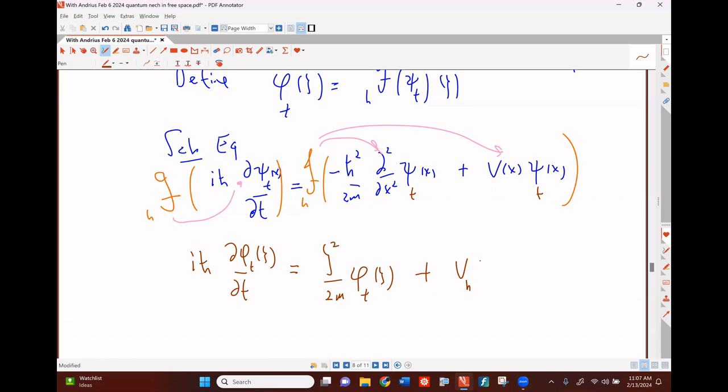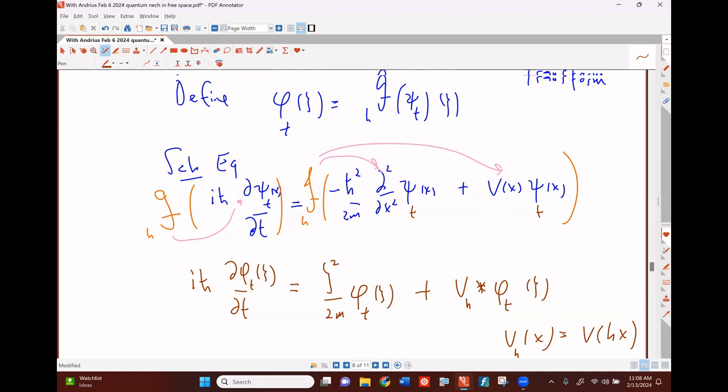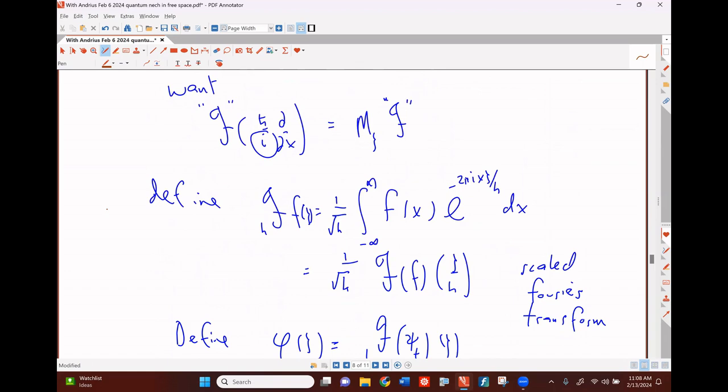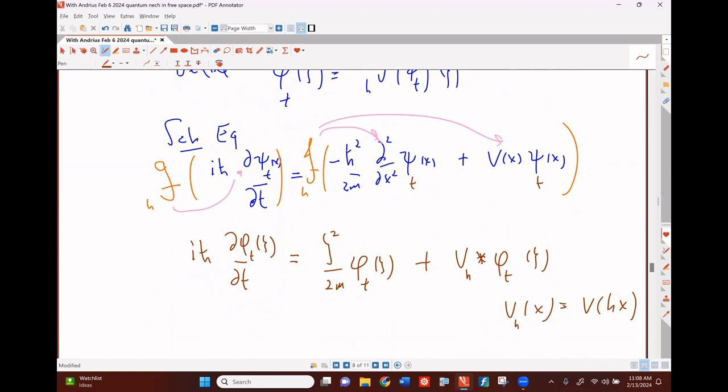Products, they turn them into convolutions, but it's not quite the convolution because we scaled everything. So this is what I call V sub H. And V sub H of, say, a variable X is equal to V of HX. We could work out the details of this. It's basically based on what we worked out here, but only do the whole thing with the scaled Fourier transform. And you're going to get that this operator, negative h bar squared d squared dx squared, transforms into just multiplication by zeta squared, a multiplication operator.